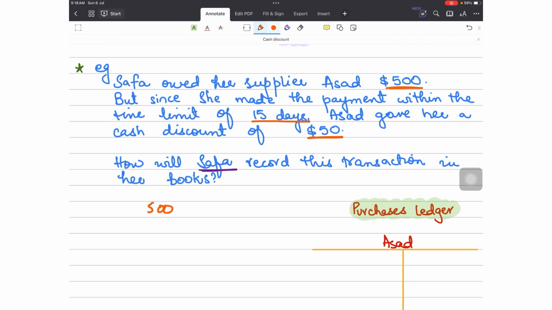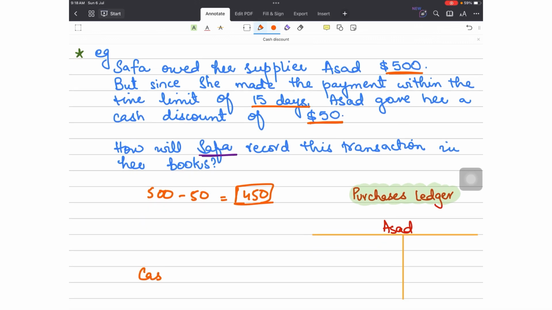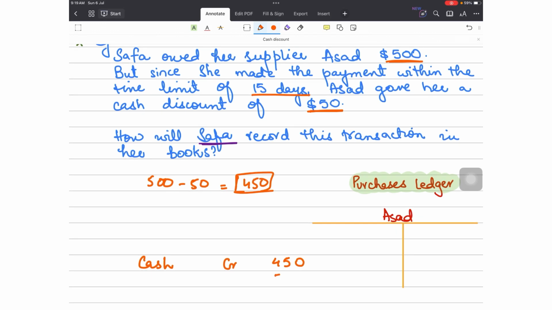Wow. So how much did she pay? 500 less 50, she paid only $450. How will Safa record this transaction in her book? Now she is the one who is paying, she is the one who was offered the discount. From her perspective, how much is she paying? She will be crediting cash with $450. Why $450 and not $500? Because she received a discount of $50, which will be called discount received. Discount received is an income.